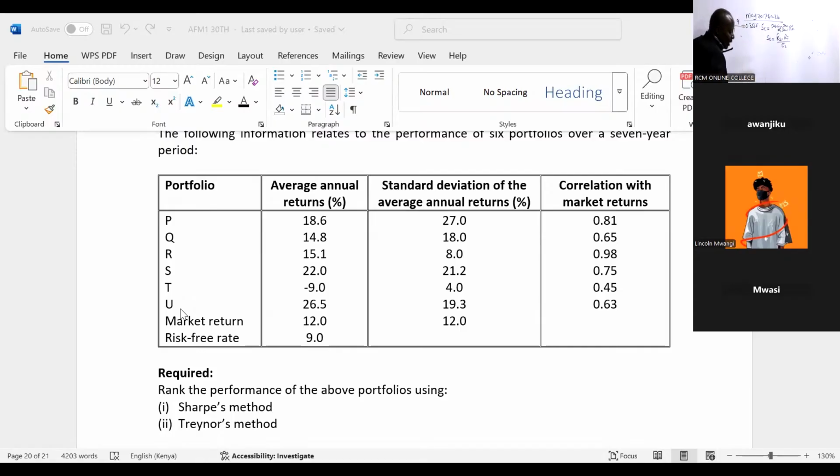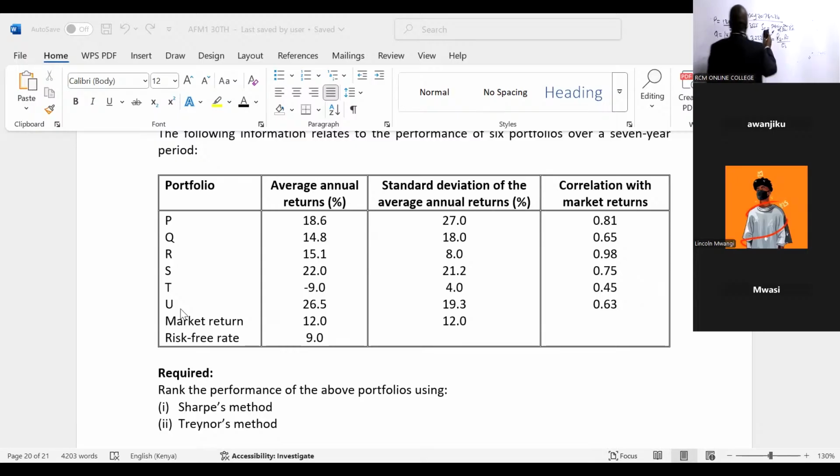From there, we go to Q. So Q, the average return there is 14.6. Risk-free does not change. Standard deviation of Q, I will be able to read there, which is 18. This gives 0.322. From there, we go to R. The average return of R is 15.1, minus 9, all over the standard deviation there, which is 8. Which ended up giving you 0.7625.